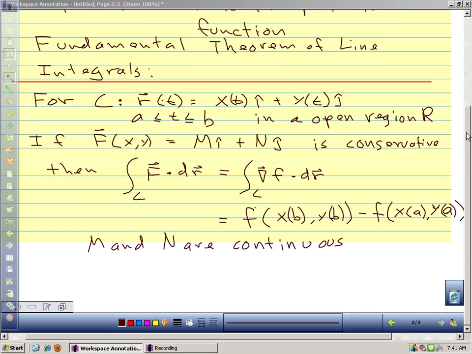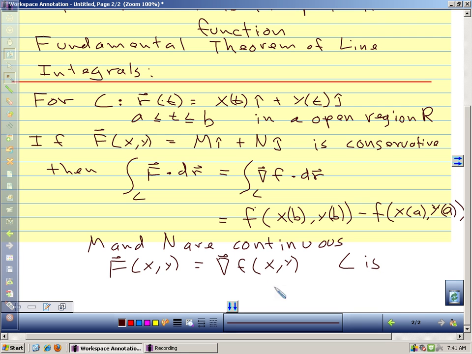And we said that f, our vector field, is the gradient of our scalar potential. And finally, C, our path, is piecewise smooth. So let's think about what this is telling us for a second.